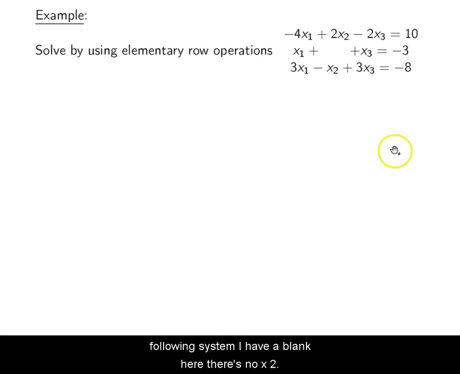Okay. So let's go ahead and do an example. So we want to solve the following system. As you see, I have a blank here. There's no x2. Your book might not give you a space. It might just say x1 plus x3 equals -3. You need to notice that there's no x2 value here for the second equation.